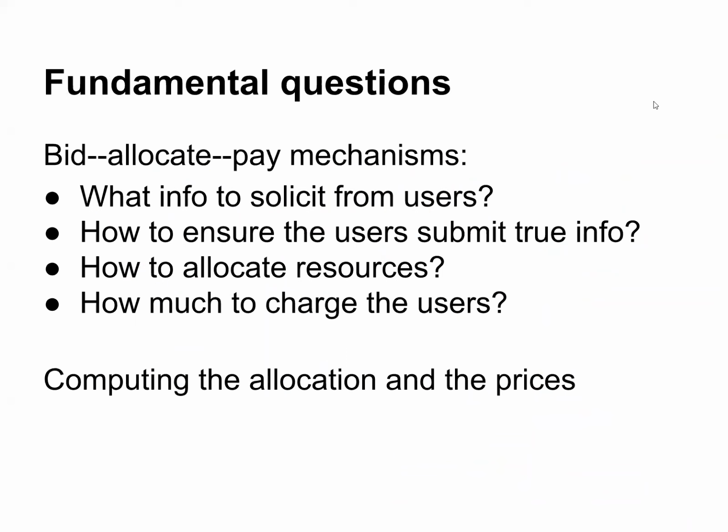And so some of the questions that we may ask ourselves in these kinds of bid, allocate, pay mechanisms, where the users express their bids, the resources are allocated and payment is solicited from the users, are: what info do we ask the users to produce? Of course, we want the users to produce true information, the true bids. The next important question is, how do we allocate the resources? Whom do we give what? Who gets which place? And last but not least, how much should the users pay? What is the price for the resources?